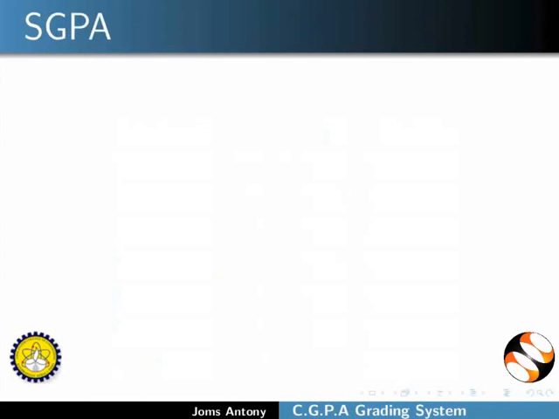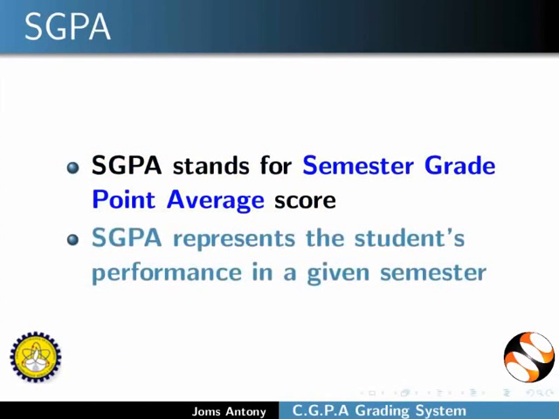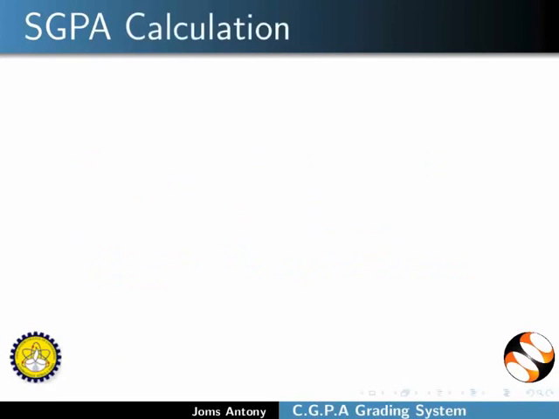Now let us learn about SGPA. SGPA stands for Semester Grade Point Average Score. SGPA represents a student's performance in a given semester. To calculate the SGPA score, we need to find the sum of the products of grade points obtained and course credits in a given semester. Then divide it by the sum of course credits in that semester. We can use this formula to calculate SGPA.